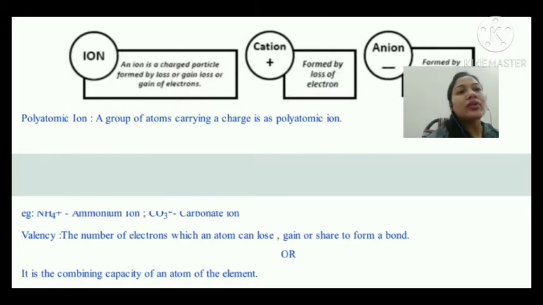So valency we have already discussed in structure of atom. Again, the number of electrons which an atom can lose, gain or share to form a bond is called its valency. चाहे वो शेयर करे, चाहे वो लूज करे, चाहे वो गेन करे, ठीक है. And the most important definition, it is the combining capacity of the atom of an element. So many times this question has come, that what is the combining capacity of an atom of an element called, in the form of filling the blanks. So your answer should be valency. It is the combining capacity.